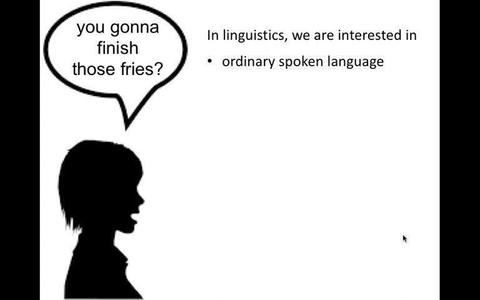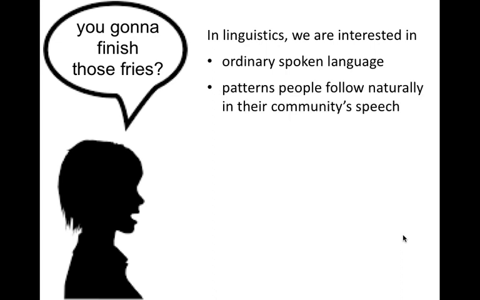For example, they might say, "You gonna finish those fries?" We are interested in patterns that people follow naturally in order to speak in the same way as other people in their community do. Notice that if somebody said, "*Gonna you finish those fries?" that would be deeply strange. That just doesn't happen. I've indicated that by putting an asterisk on it.